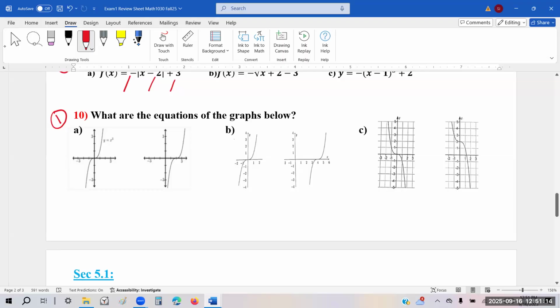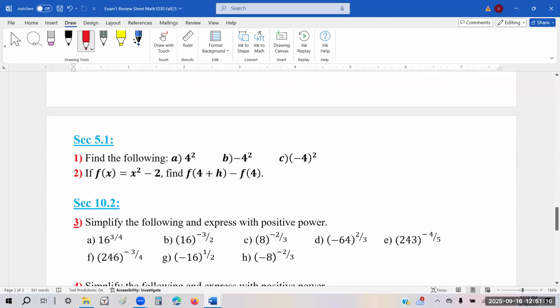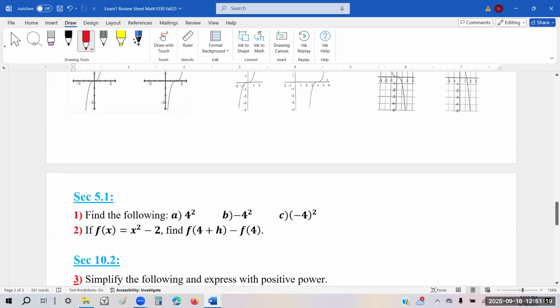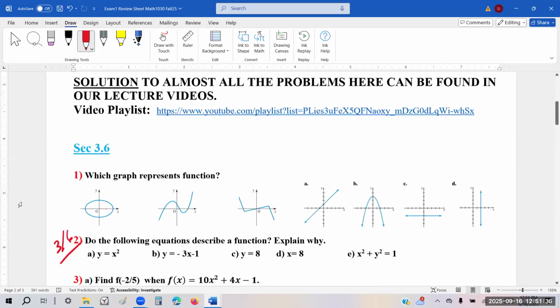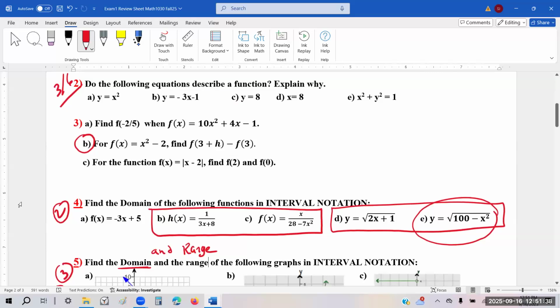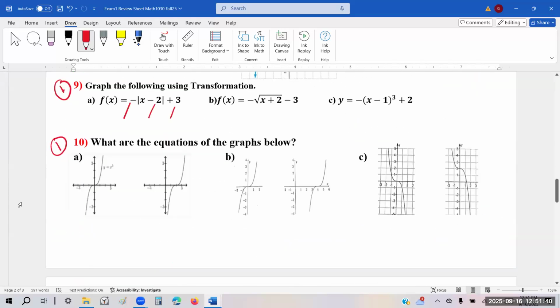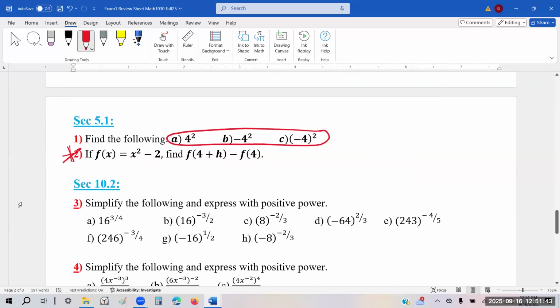Probably not. 1 point for finding the equation of the original one, and another point for the transformation. For here, I'm going to test you with your negative sign. And then this question I already mentioned, which question? 3B. So 3B and this question number 2, they're almost the same. So I'm going to give one of them.